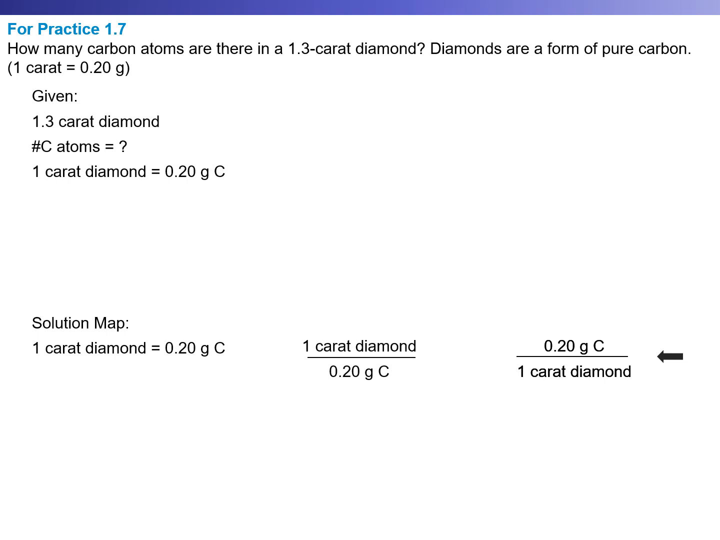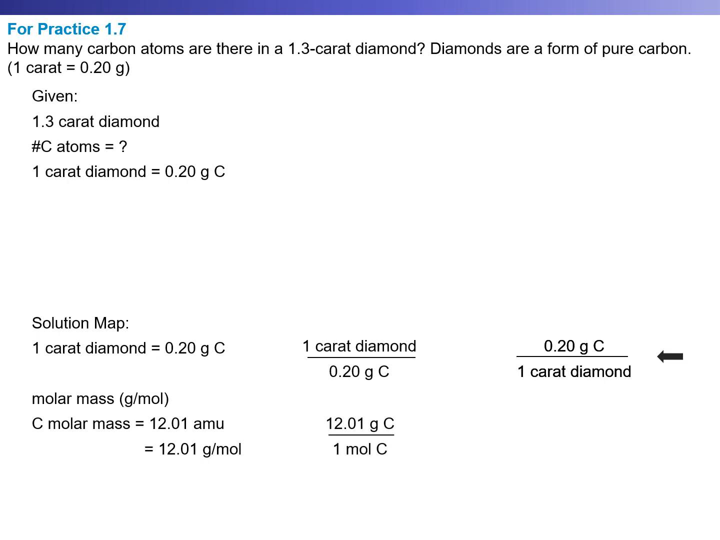So this is what we're going to do. Now we're going to look at the molar mass of carbon. And we know that if we go to the periodic table, carbon comes in with 12.01 atomic mass units, which is the same thing as saying 12.01 grams per mole of carbon. And we can write this conversion factor either with the grams on top and the moles on the bottom, or the moles on top and the grams on the bottom.